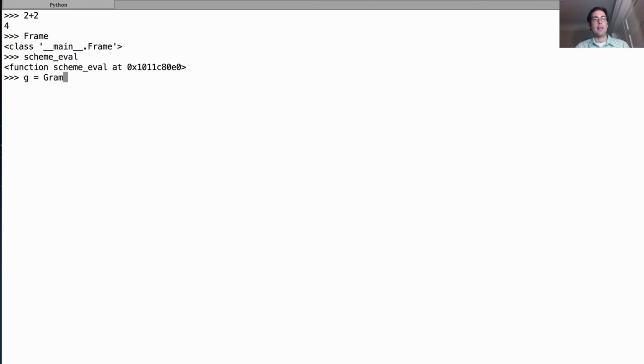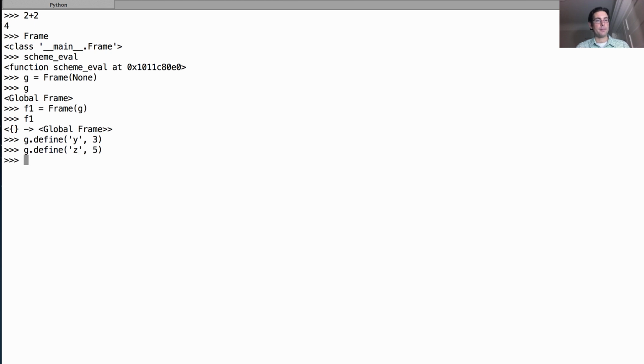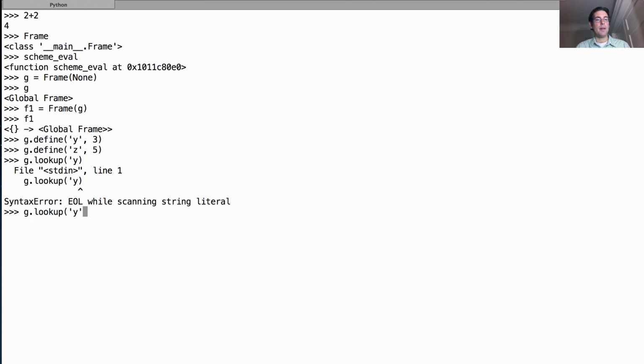Okay, so let's make G a frame that has no parent. So G is the global frame. And then let's make F1 a frame that has G as a parent. So F1 is a frame which currently has no bindings within it and starts an environment that's followed by the global frame. Now, I believe I had said I was going to bind y to 3 and z to 5. So now if I look up y, I'll get 3, and if I look up z, I'll get 5.